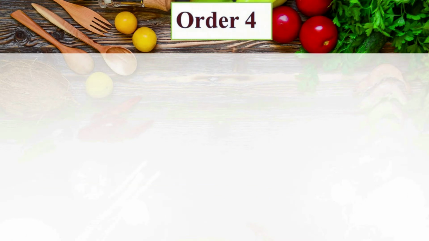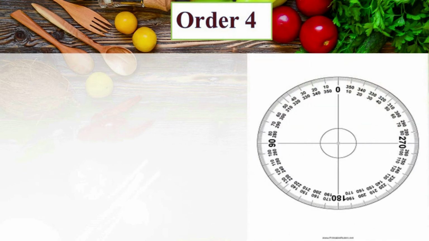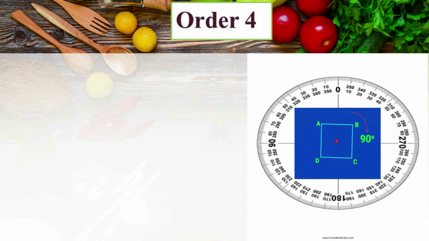Order 4. So, I am going to take a 4-sided regular polygon, which is a square. ABCD is a square. Count how many times we get the original shape. 1, 2, 3, 4. 4 times we got the original shape on one full rotation. You can check it again. Look at the figure and check it again.